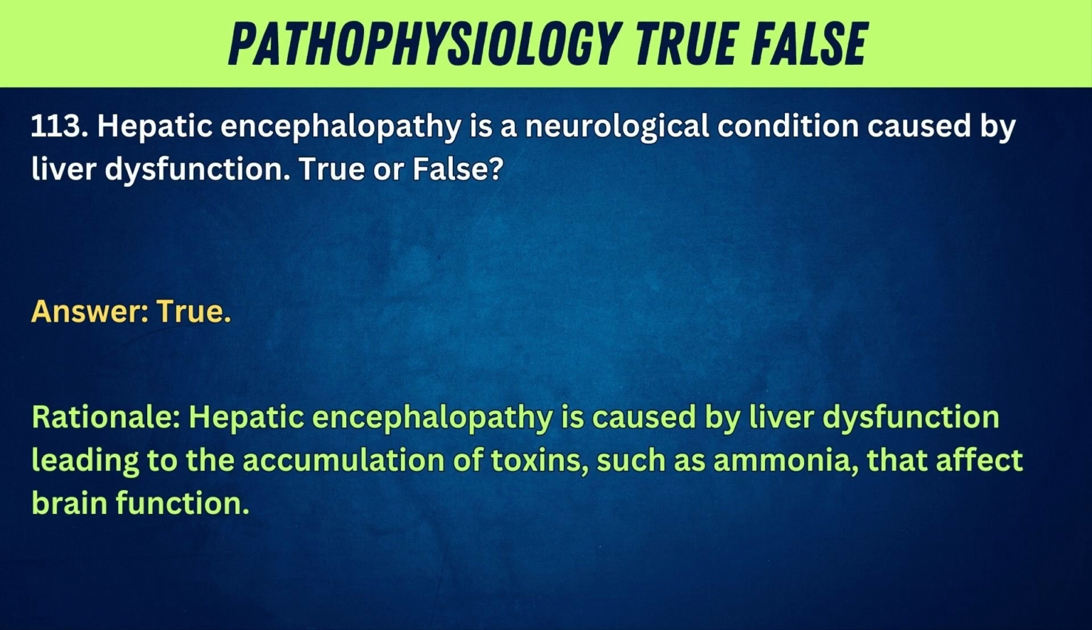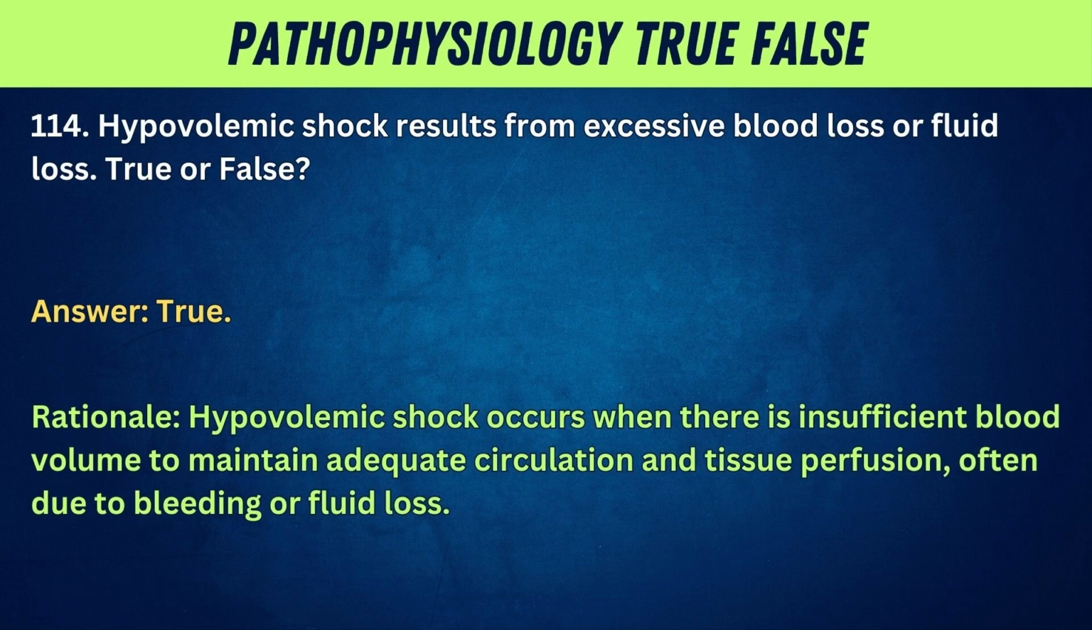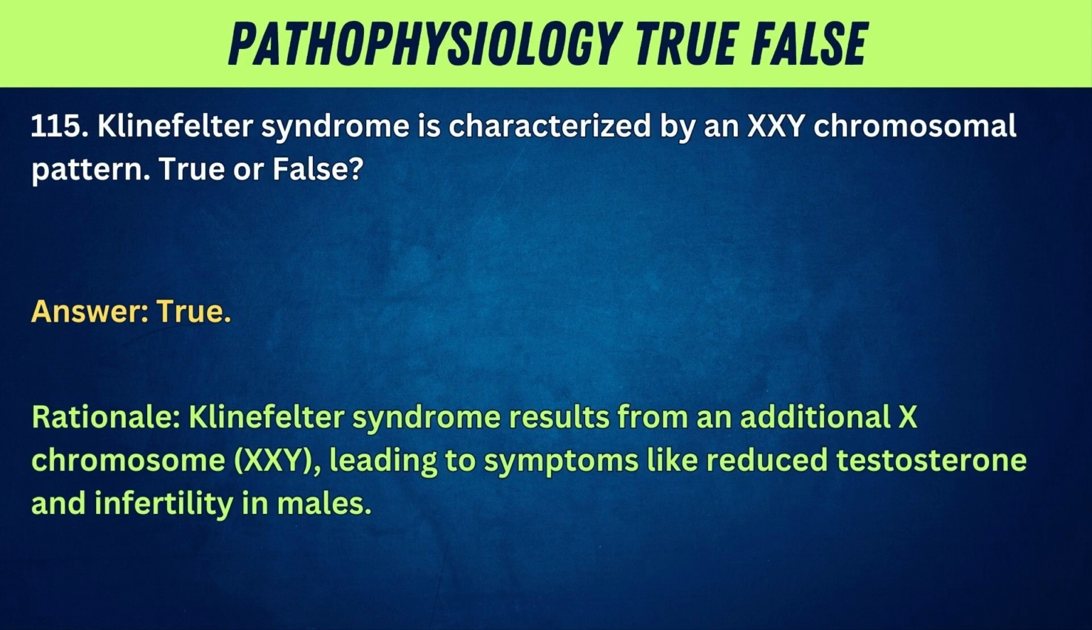113. Hepatic encephalopathy is a neurological condition caused by liver dysfunction. True or false? Answer: true. Rationale: hepatic encephalopathy is caused by liver dysfunction leading to the accumulation of toxins, such as ammonia, that affect brain function. 114. Hypovolemic shock results from excessive blood loss or fluid loss. True or false? Answer: true. Rationale: hypovolemic shock occurs when there is insufficient blood volume to maintain adequate circulation and tissue perfusion, often due to bleeding or fluid loss.